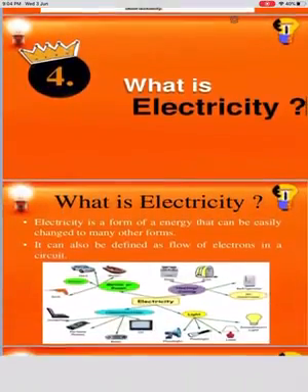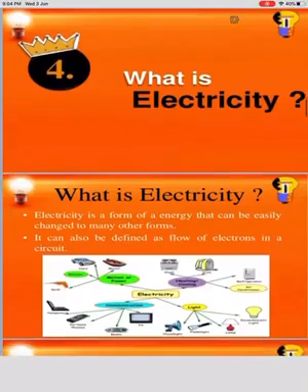After that we learn what is electricity. What is electricity? As simple as that, electricity is a form of energy that can be easily changed to many other forms, that is nothing but the flow of electric charges. It can also be defined as the flow of electrons in a circuit.